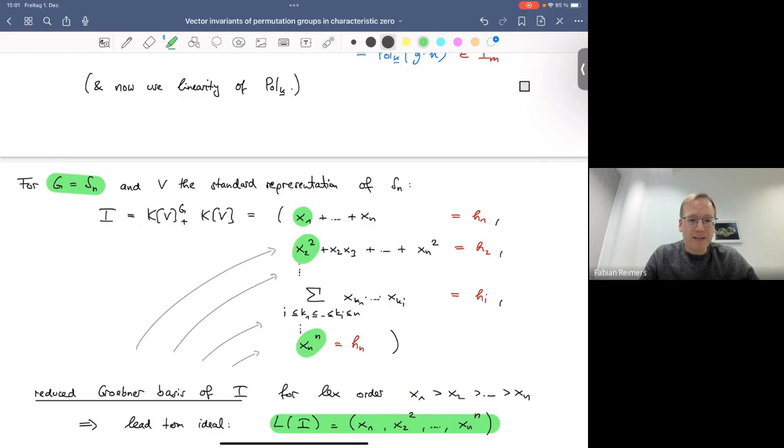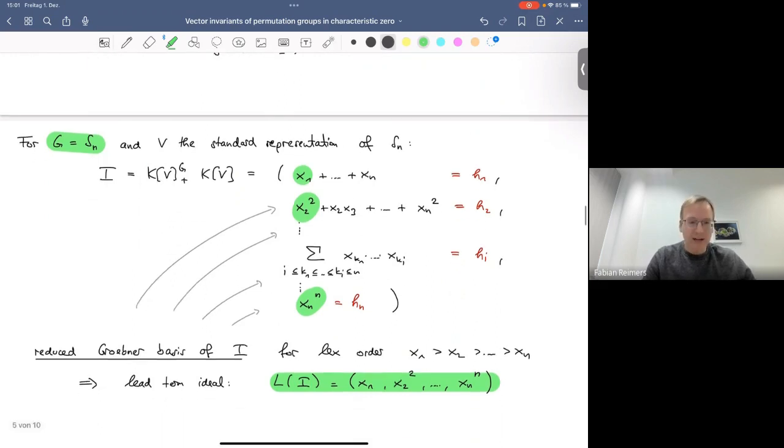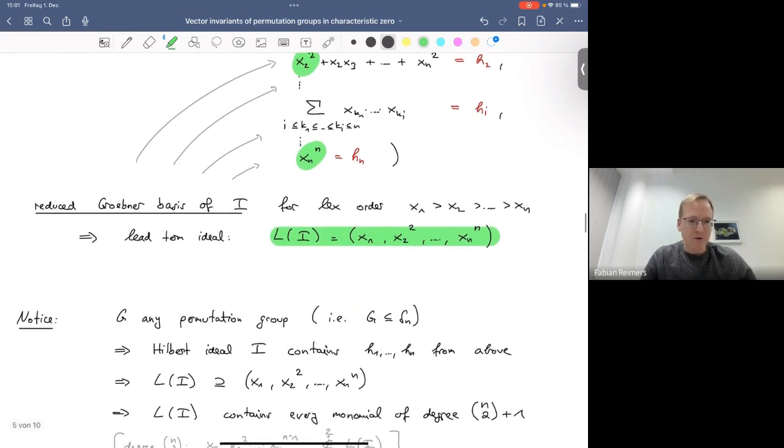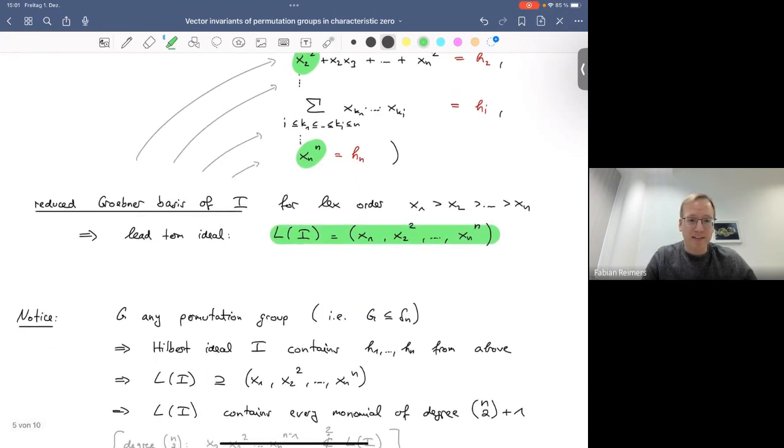So the lead term ideal of the Hilbert ideal for Sn standard representation is really easy. And this is something that makes it easy for us to work with this. So we want to talk about permutation groups. Notice, of course, any permutation group is a subgroup of Sn.